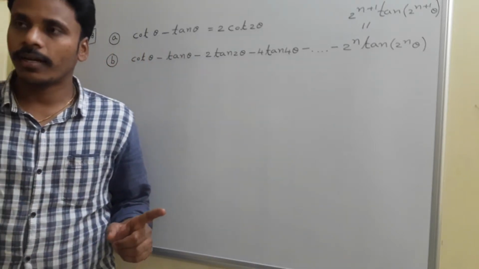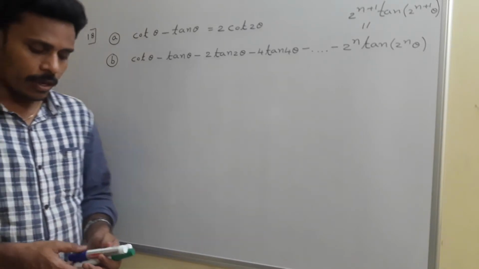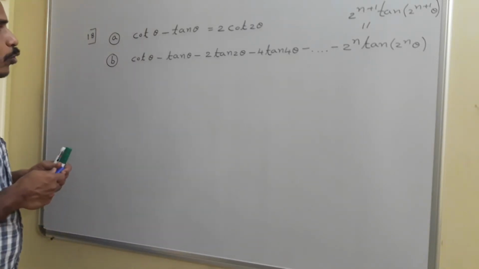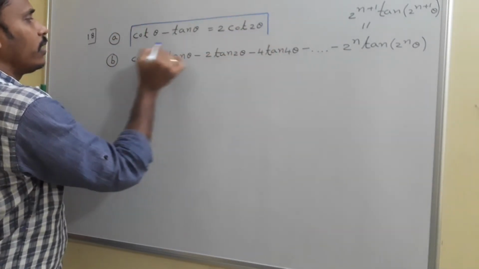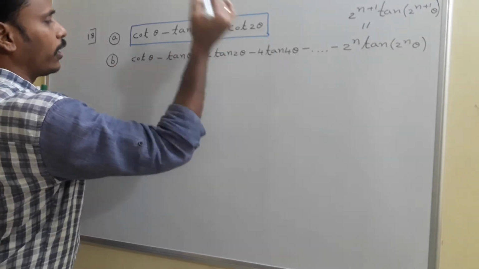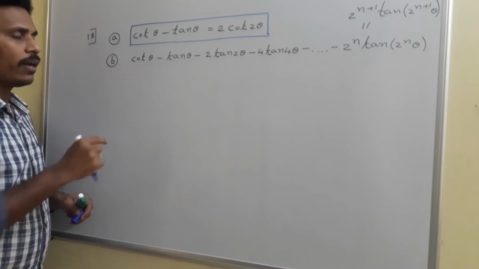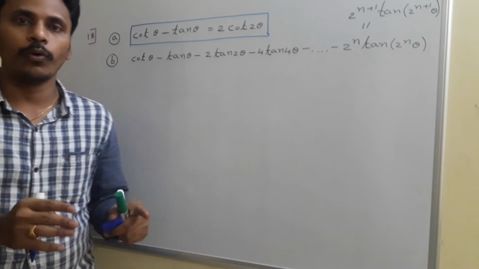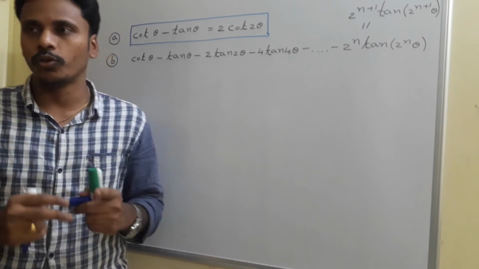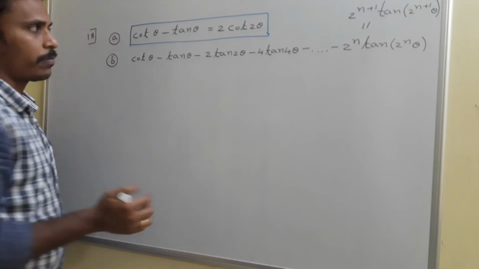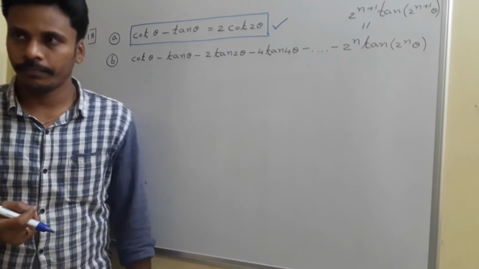In the last class, I mentioned the 18th point, and in particular 18a. In the last class we proved that cot theta minus tan theta is equal to 2 cot 2 theta. At the end, I mentioned 18a, and we proved it using some simple formulas related to tan, cot and tan 2 theta. I think you all accept it, right? So cot theta minus tan theta is 2 cot 2 theta.